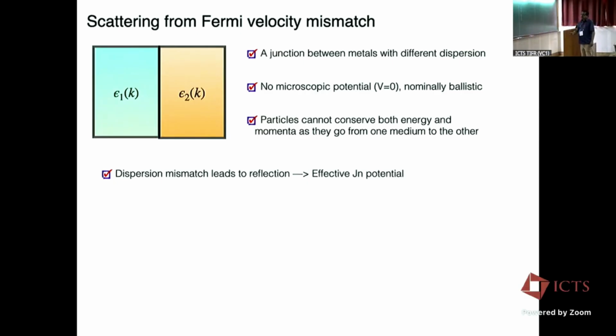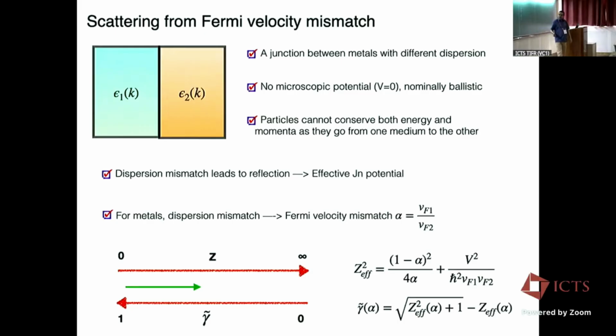Okay, so effectively, just the fact that the dispersions are different for metals, that means Fermi velocities don't match, would give rise to a junction potential. You can look at what that effective junction potential is, do some theory, you will see that the effective junction potential is whatever you did, effective Z, plus an extra term (1 minus alpha) whole squared over 4 alpha. Alpha is the ratio of the velocity mismatches, okay? And if you ask what about the Green's function, your gamma tilde alpha will get related to the Z effective and not to the usual Z.